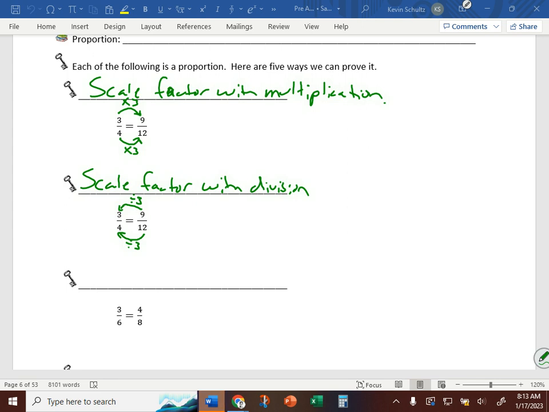Sometimes it'll be more advantageous for you to go multiplication. Sometimes it'll be more advantageous for you to go with division. But just know they both work. Okay. Good. Question so far?